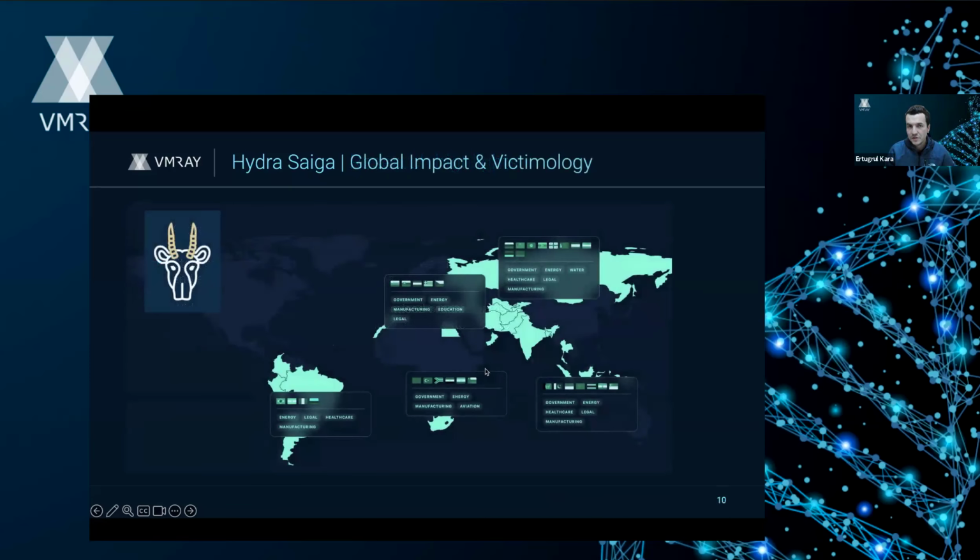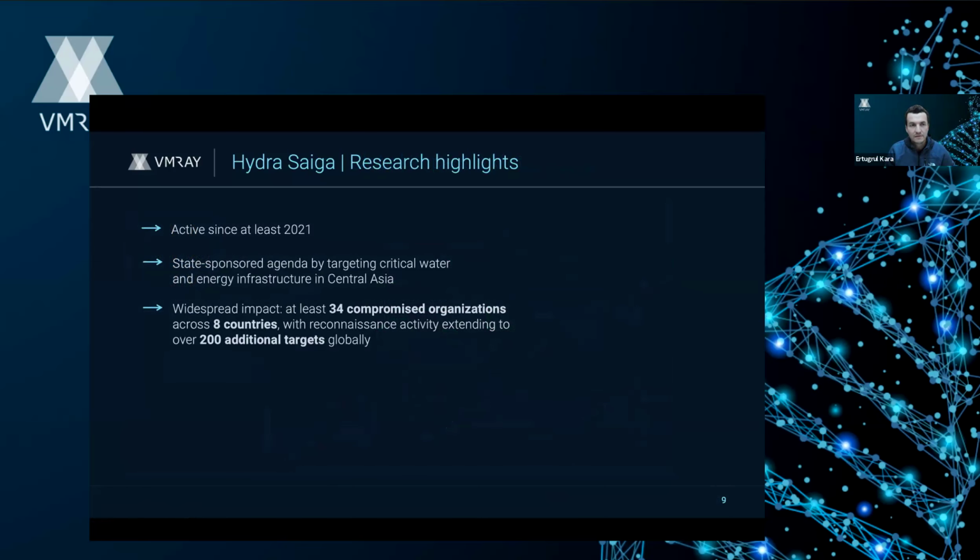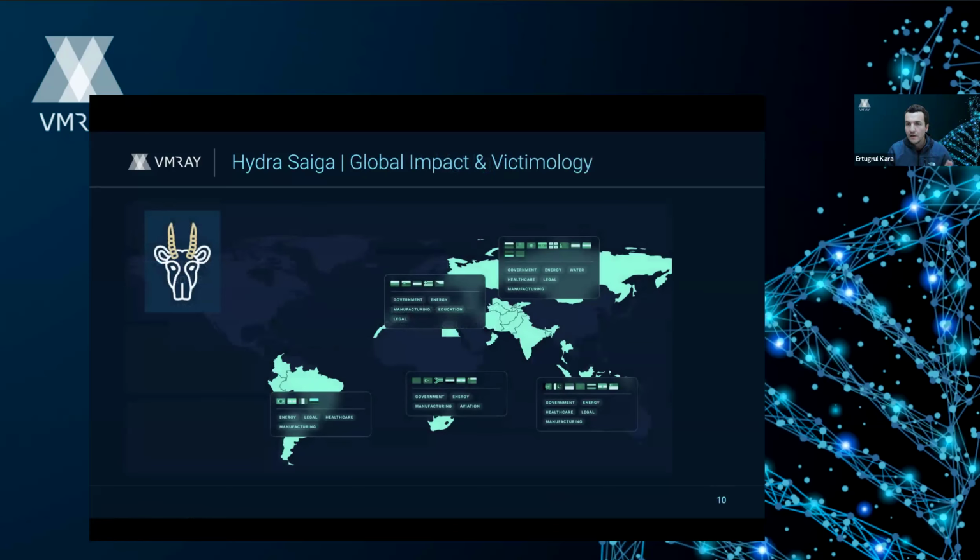Here is a snapshot of the impact, showing some industries. You can have some clues about the targeted industries. Many industries are here, but especially energy, government, and manufacturing would be fair, right? Like the three most targeted, and those stand out when we look at the victimology.